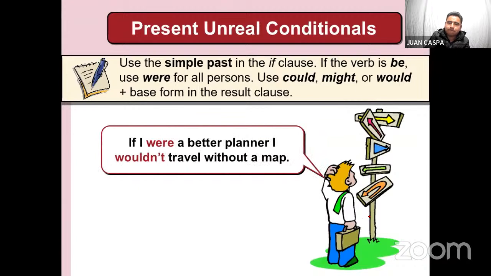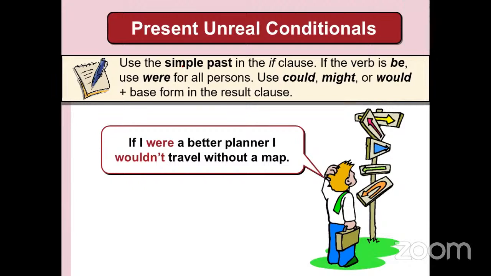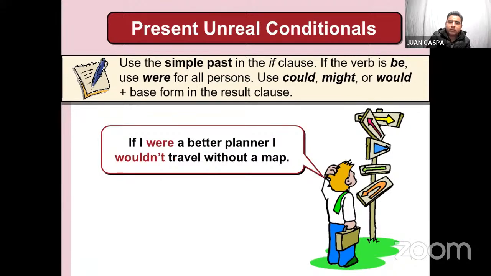But if the verb is be, use were. If I were rich, if I were you, right? Si yo fuera usted, si yo fuera tú. Use were for all persons. Use could, might, or would plus the base form of the verb in the result clause. If I were a better planner, oh, sorry, can you read this sentence, Ernesto? If I were a better planner, I wouldn't travel without a map. Yes, if I were a better planner, I wouldn't travel.